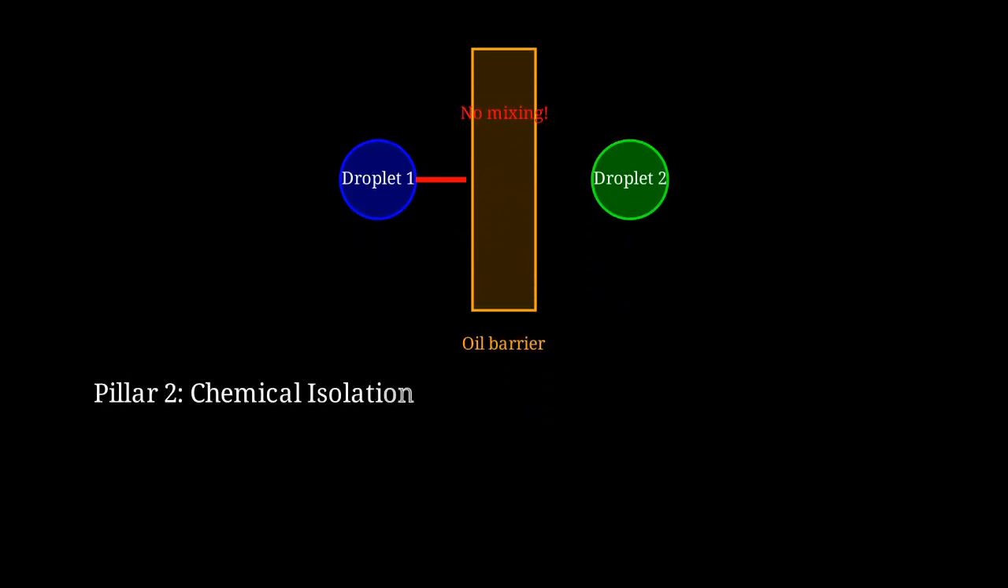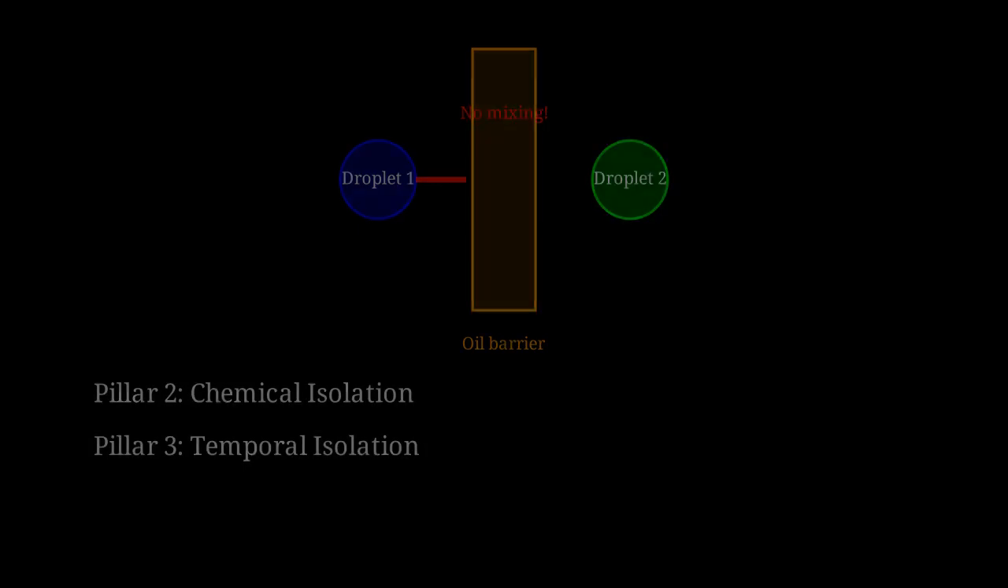Second is chemical isolation. Each droplet can contain a unique chemical composition. You can have droplet 1 with reagent A, droplet 2 with reagent B, and droplet 3 with a mixture of A and B. Third is temporal isolation. Each droplet experiences the same sequence of conditions as it flows through the microfluidic device, but at its own pace. You can control reaction timing with microsecond precision.